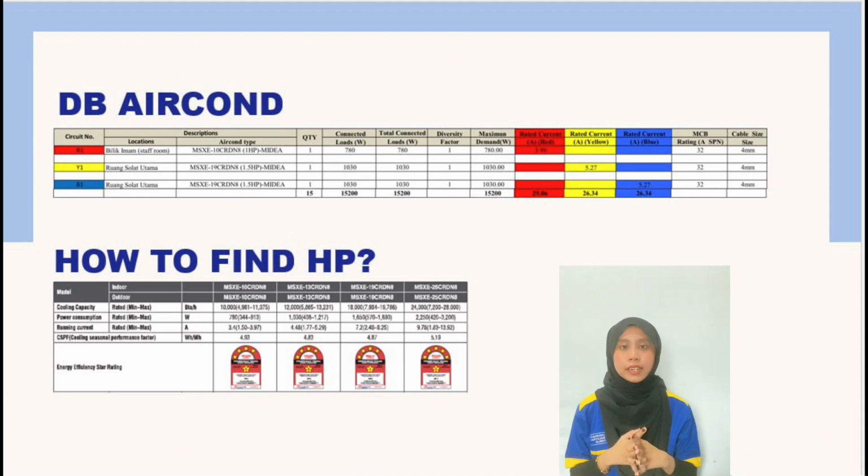In this assignment, there was an issue balancing the load, but I found the solution to balance the load of yellow, blue and red rated current by rearranging the locations until I got a balanced load of the rated current. That's all from me.